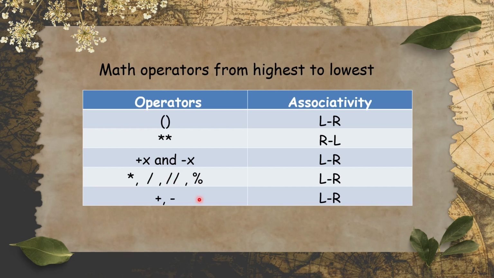Clear? And coming to the last operators, that is addition and subtraction. Addition and subtraction are given the least priority, and they are evaluated from left to right.